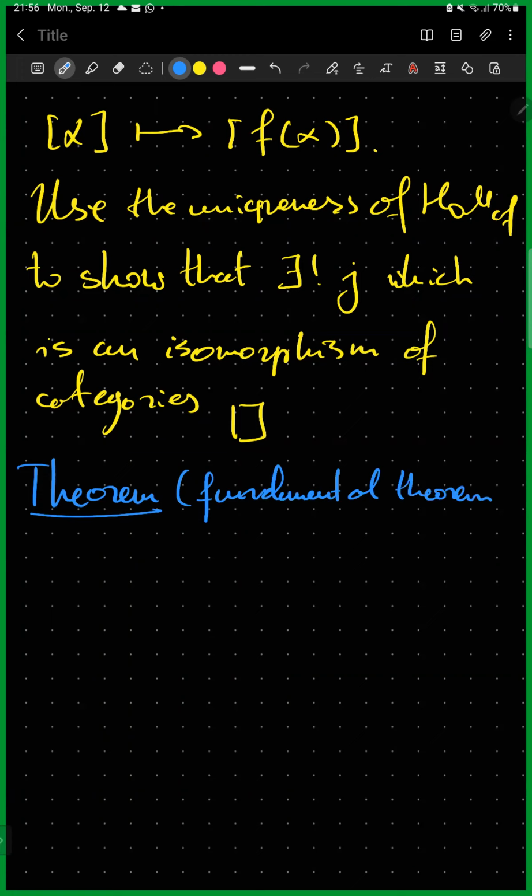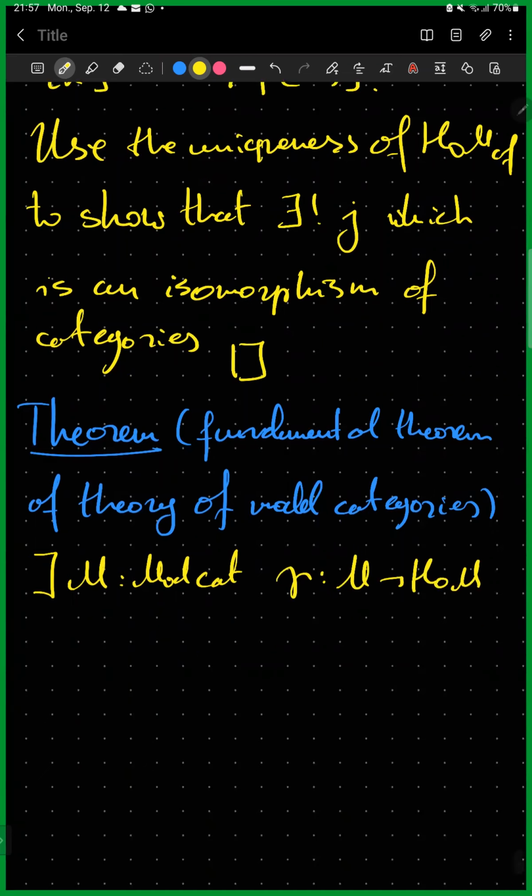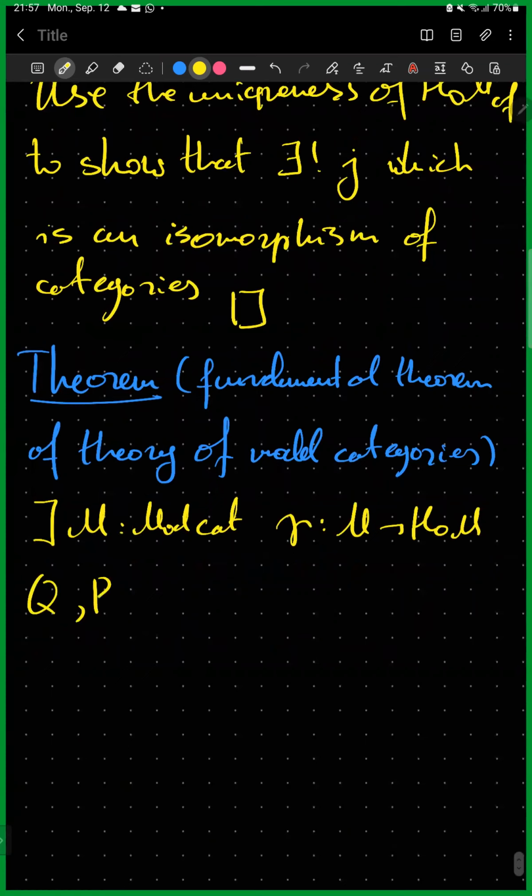Theorem, which states the following. Assume that M is a model category and gamma is the localization functor, and Q and R are cofibrant and fibrant replacements respectively.